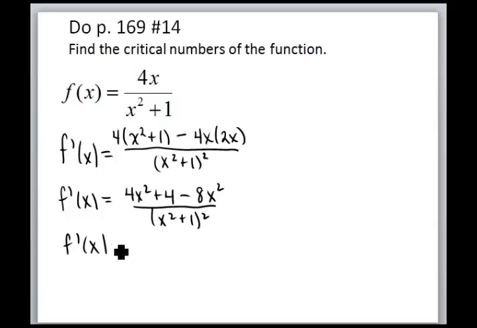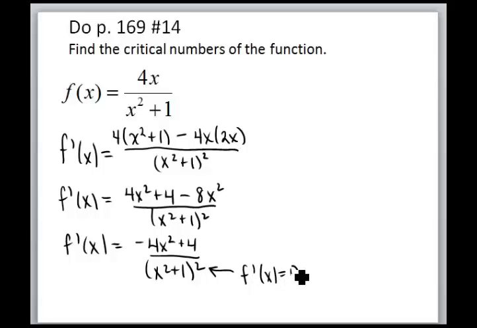And I'll keep going here. If I do want to simplify this, negative 4x squared plus 4. And then on the bottom I have x squared plus 1, squared. So this is my derivative. Now let me take a closer look at it. What I'm going to ask myself is, is there anywhere where the bottom is going to equal 0? Because that means that the derivative would not exist. So you always do need to check the bottom of the fraction to see if that is the case. This would yield the derivative not existing.